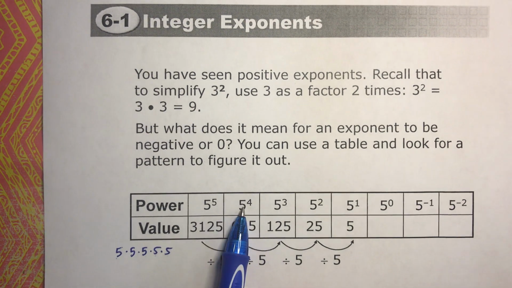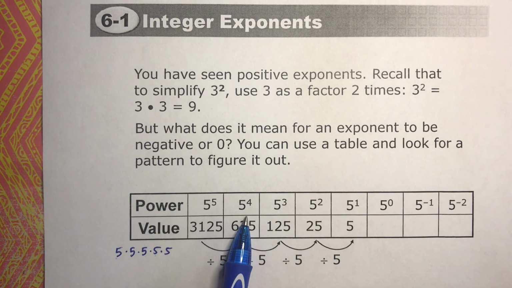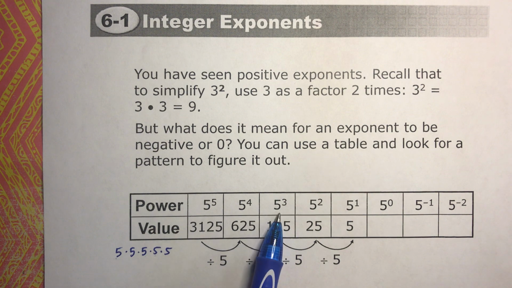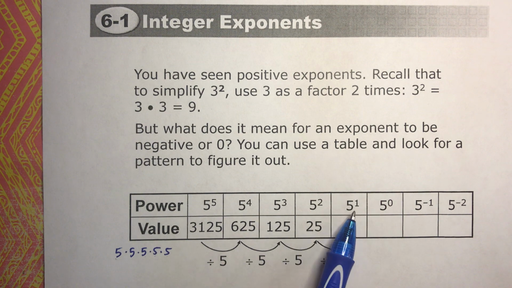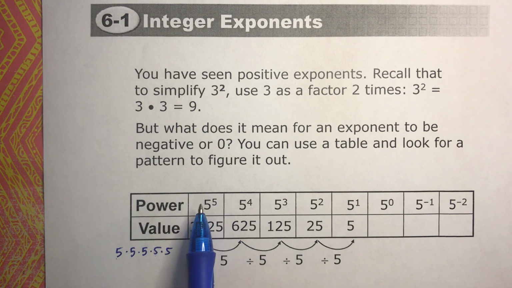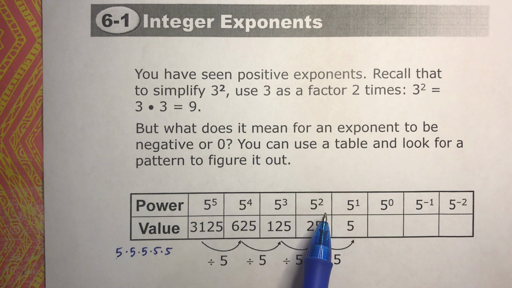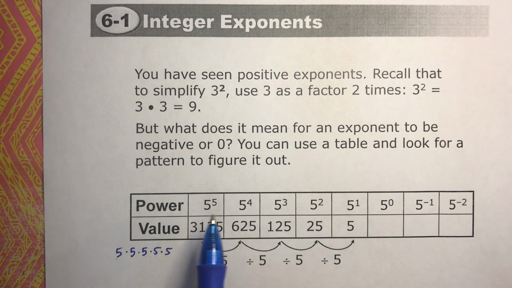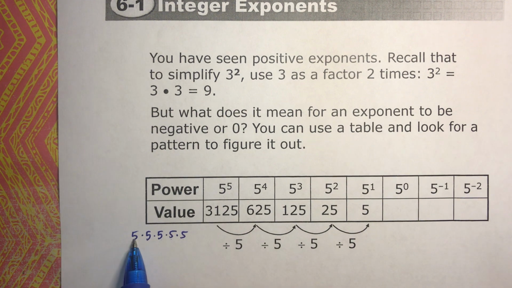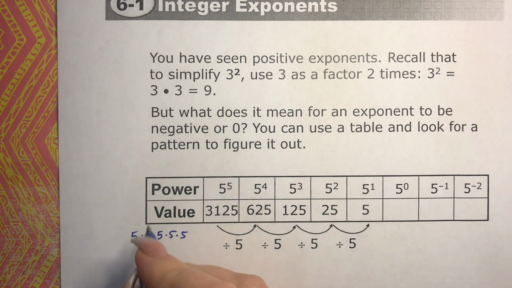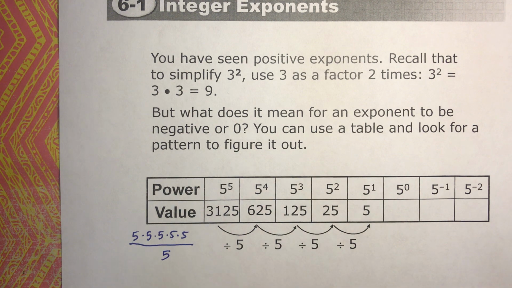So 5 to the 4th, which would be just 5 times 5 times 5 times 5, is actually 625. 5 to the 3rd power, 5 times 5 times 5 is 125. 5 squared is 25, and 5 to the 1st power is 5, okay? So what is this saying? We know what 5 to the 5th, 5 to the 4th, 5 to the 3rd, 5 squared, and 5 to the 1st power are. But what's happening between here? Well, when we have 5 to the 5th power, which is 5 times 5 times 5 times 5 times 5, and we divide that by 5, what happens? The 5 divided by 5 ends up being 1, right?